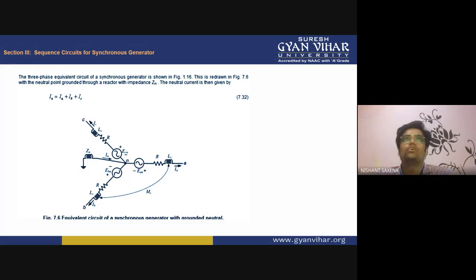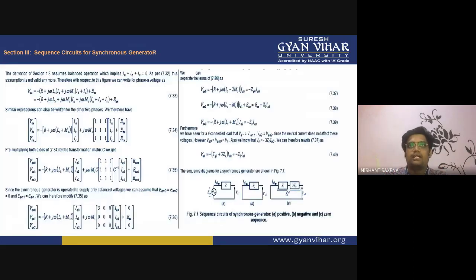Now, let's discuss the sequence circuits for the synchronous generator. In this figure, a balanced synchronous generator with a grounded neutral with the impedance of Zn is given. The neutral current is given by In is equal to Ia plus Ib plus Ic.